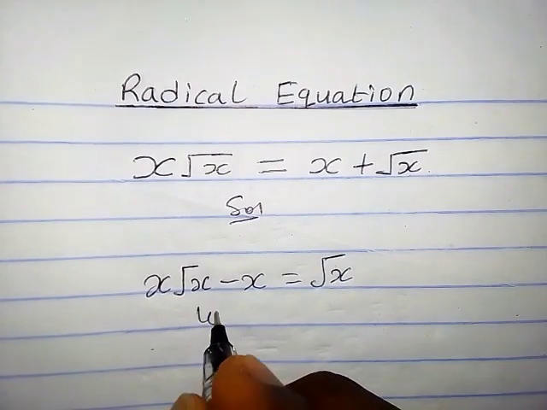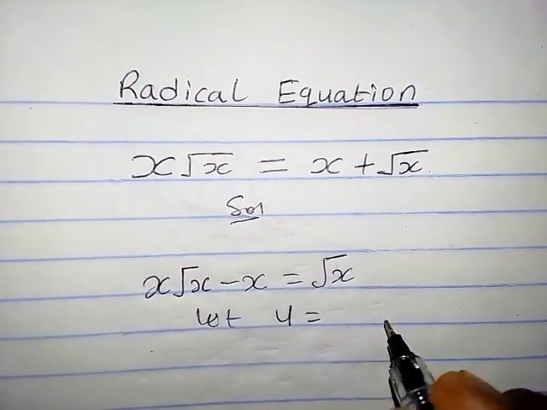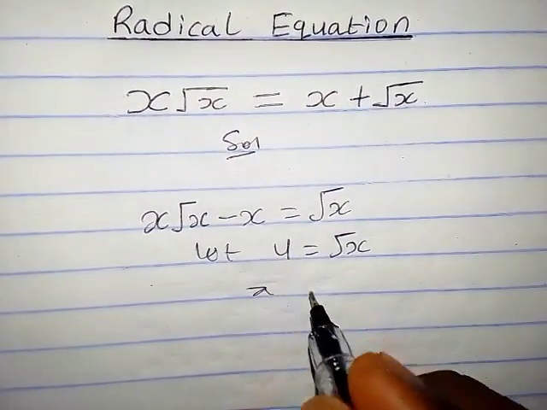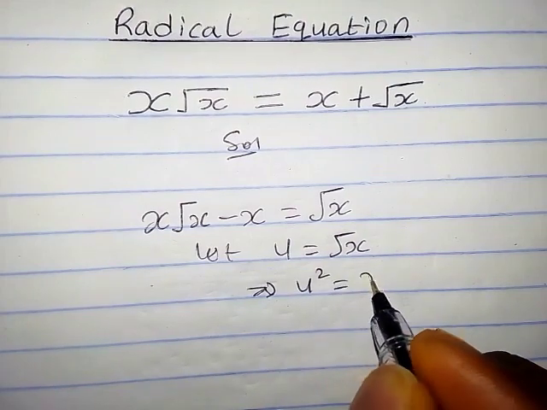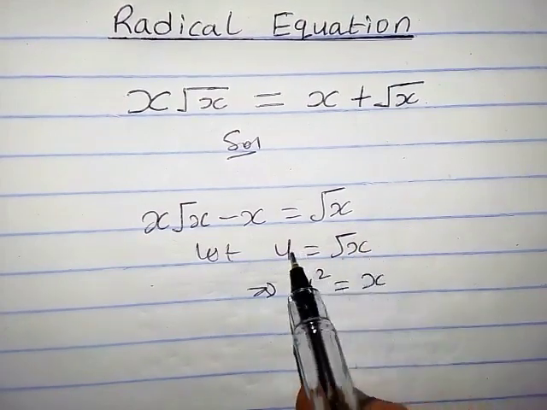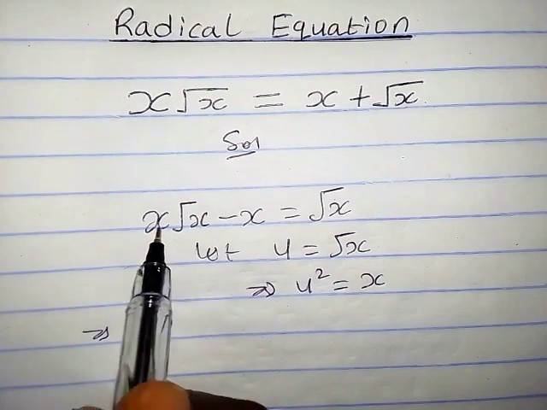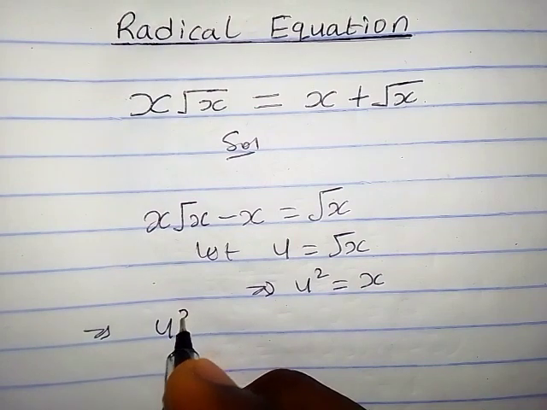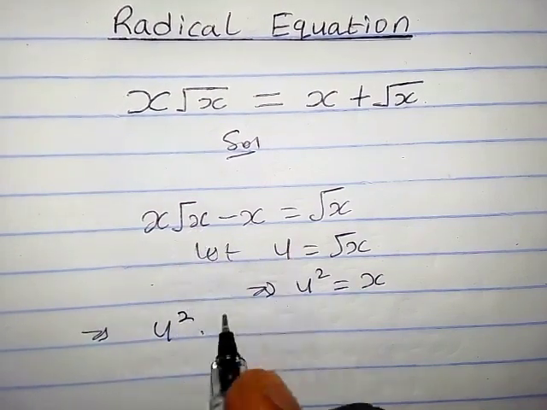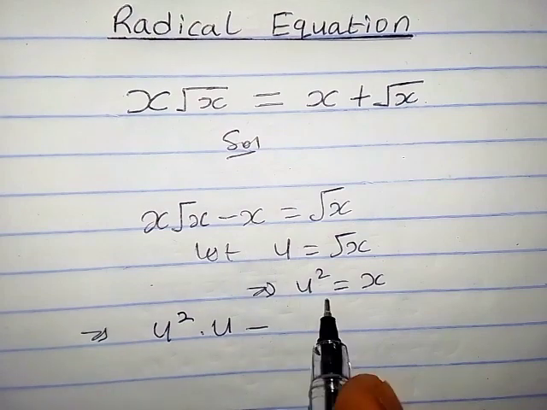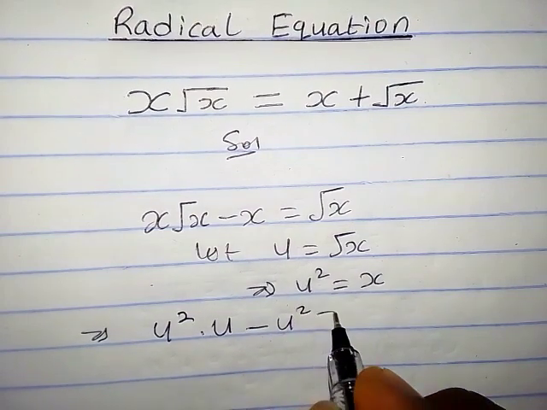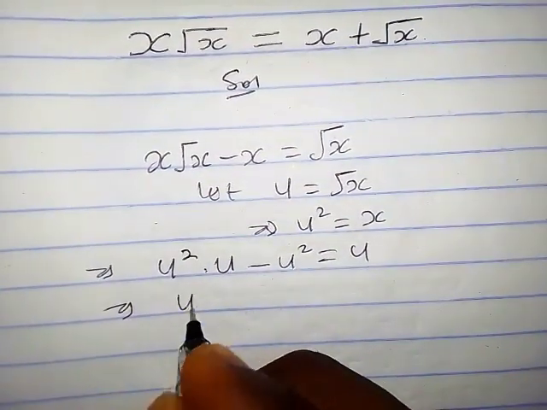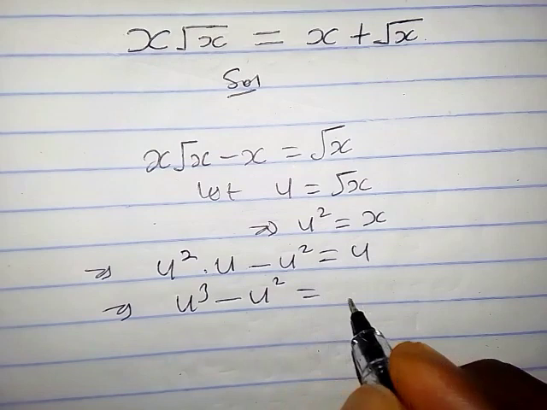So now let's assume that u equals square root of x. When we square this, we're going to have u squared equals x. That is when you square both sides of this equation. So now we are going to substitute all these values. Our x now is u squared times square root of x, now u, minus our x, is minus u squared equals square root of x, which is just u. So this implies u squared times u, that's u cubed, minus u squared equals u.